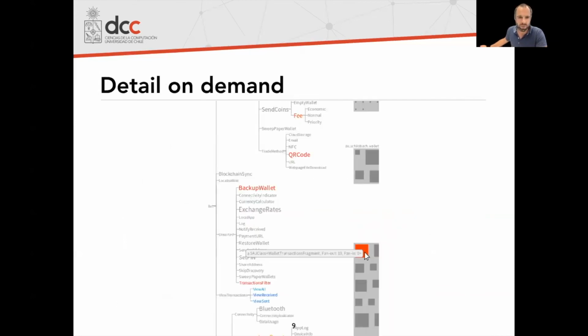There are multiple ways to get details on demand. Here is an example: when I put the mouse above a class, I see the name of the class and the number of fan-in and fan-out. If I click on it, I have more details. I get access to the source code, the methods, and the variables.